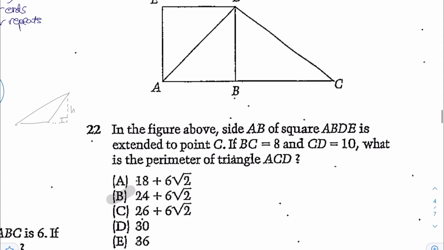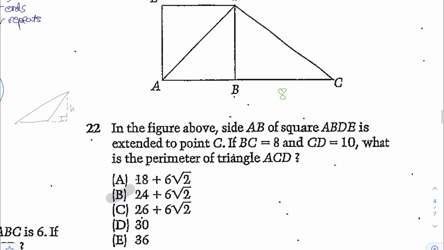All right, next for number 22. In the figure above, side AB of square ABDE is extended to point C. Now, BC is equal to 8, and CD is equal to 10. What is the perimeter of triangle ACD? That's this triangle here.